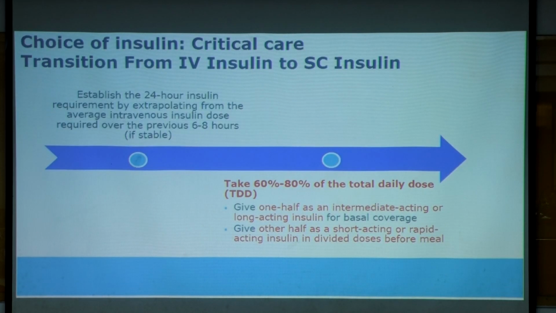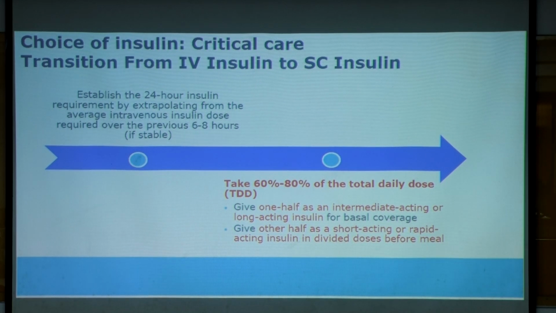The choice of insulin in critical care is a transition by use. Establish the 24-hour insulin requirement by exploiting the average intravenous insulin dose required over the previous 6 to 8 hours. The amount of insulin that he has taken in the previous 6 to 8 hours, you have to calculate. So take almost 60 to 80% of the total daily dose and give one half as an intermediate acting or long acting insulin for basal coverage.